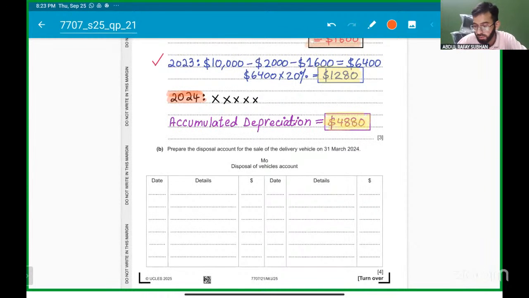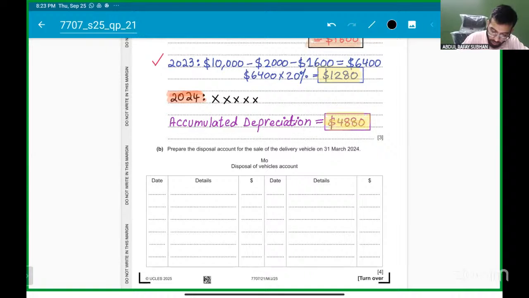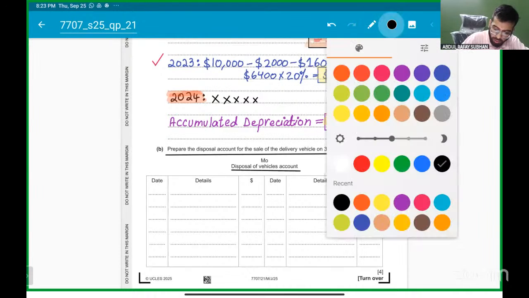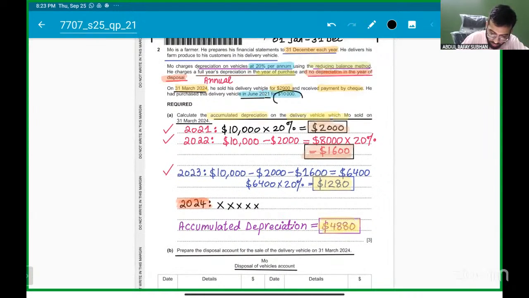Got the point? No. Then the next part is basically all about, okay, we have to be careful. We have to prepare the disposal account for the next 4 marks. The disposal account was very simple, sir. We talked about it that it will be on the debit side. You always write down the cost of the asset.